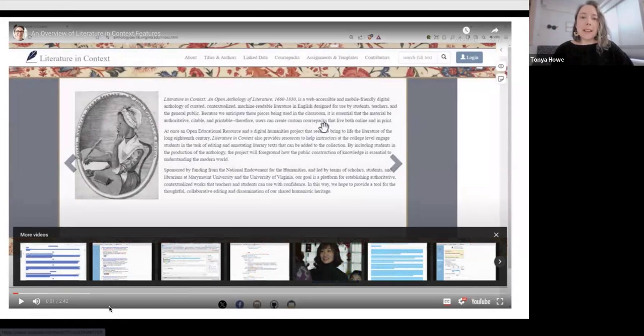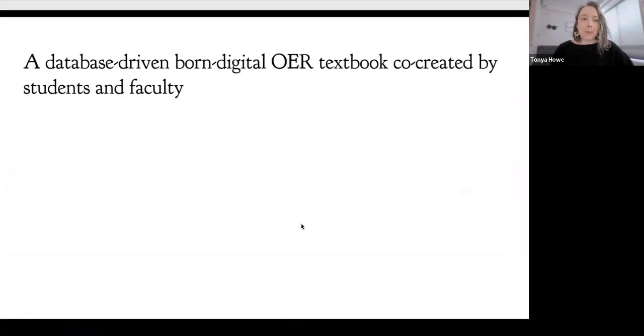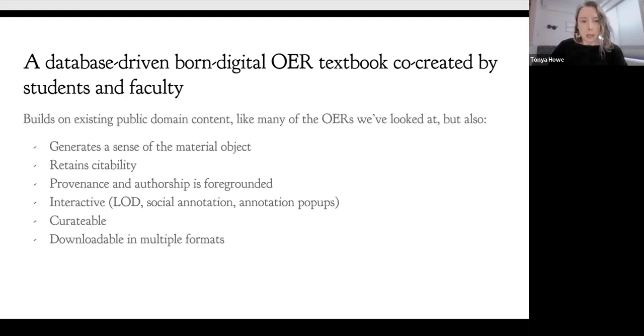So we think that there are some differences between existing OER textbooks and what we're doing. This is a database-driven Born Digital OER textbook co-created by students and faculty. It builds on existing public domain content, like a lot of the OERs that we've looked at, but it also does a few other things. It generates a sense of the material object, retains citability, foregrounds provenance and authorship.